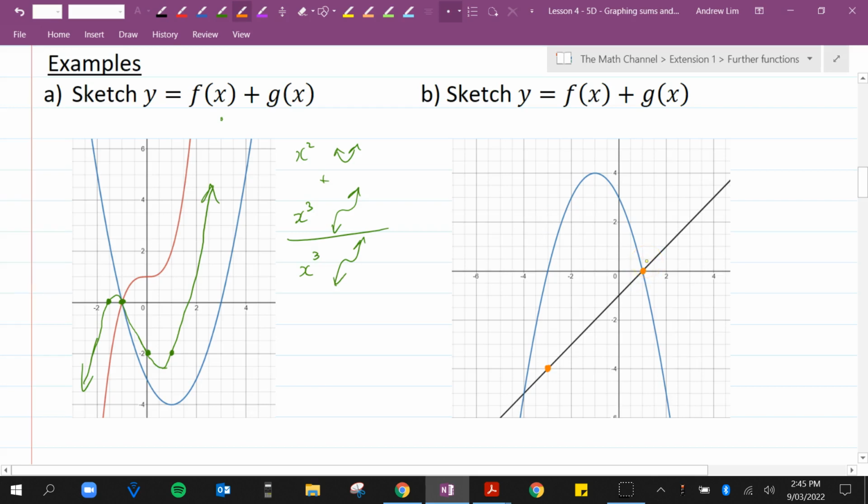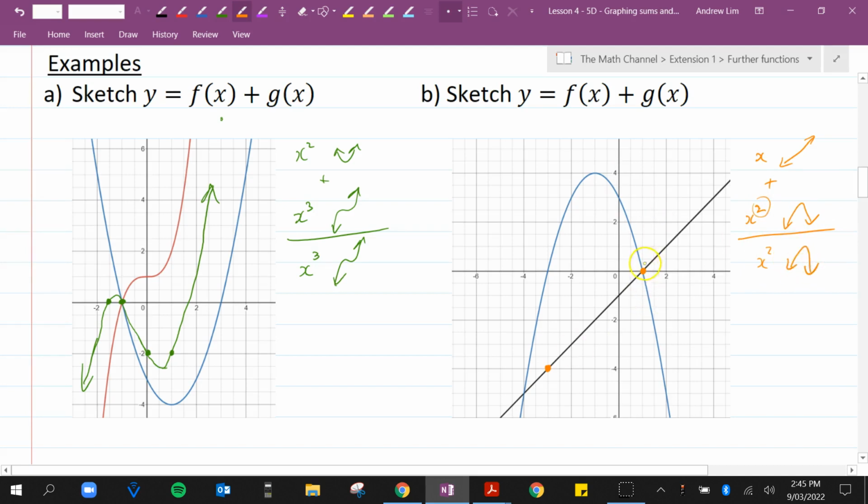But before I do that, maybe I should just say we've got the linear one, which is just x, straight line, plus a parabola. So we know that our final answer, our graph, will look something like the one with the highest power, the x squared. So it's going to be a parabola.